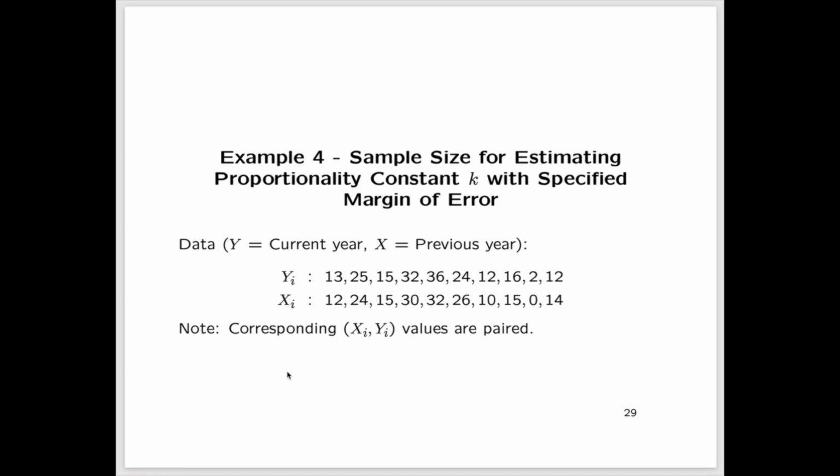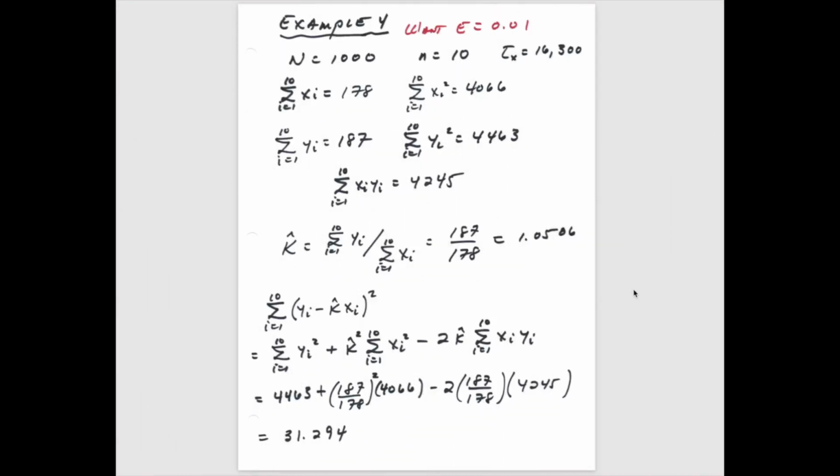All right, so here are the data. Y is the current year measurement for values in the sample, and X is the previous year value for the observations in the sample. Now again, corresponding X and Y values are paired. So the 13 and the 12 go together, the 25 and the 24 go together, and so forth. Okay, so the desired margin of error is again 0.01. The population size, the size of the company, is 1,000. The size of the sample is 10. The total number of man-hours lost last year was 16,300.